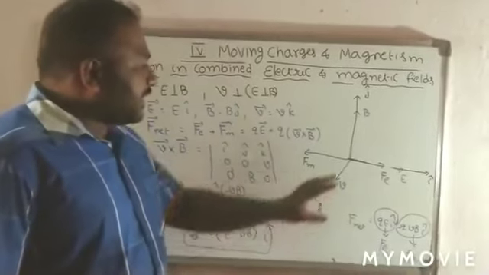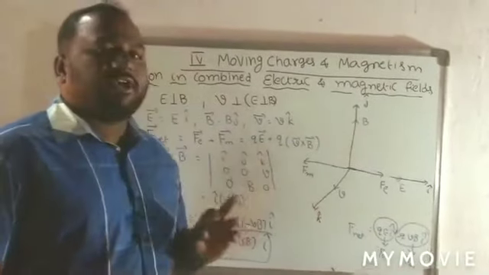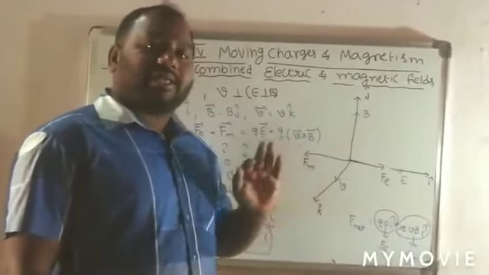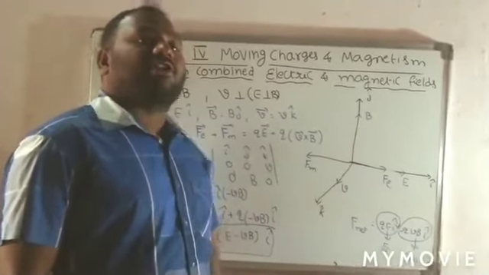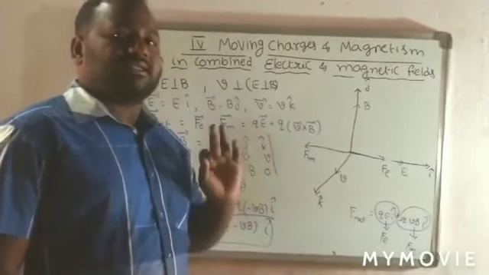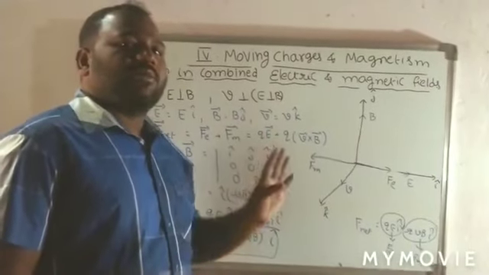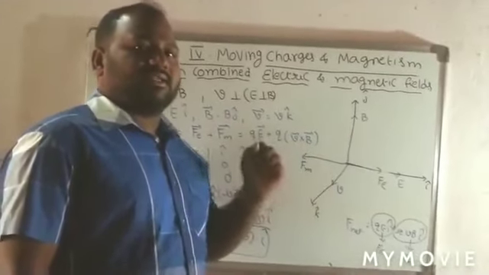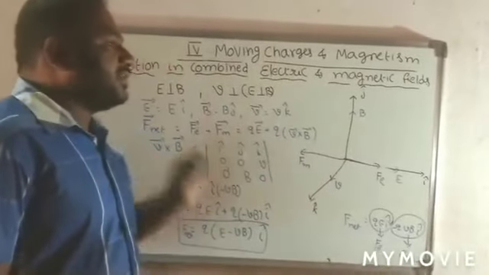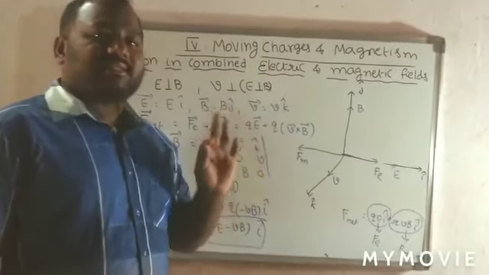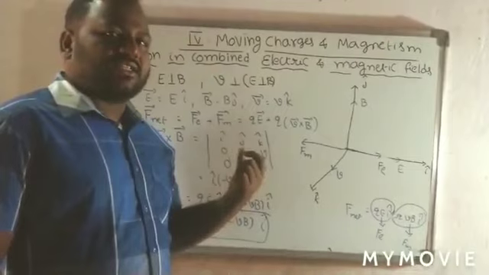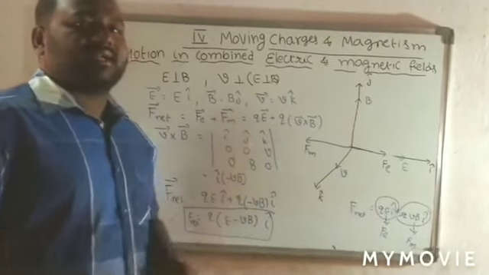Here we are taking electric field and magnetic field, both perpendicular to each other. Those fields can be called crossed fields. Crossed fields means electric field and magnetic field are perpendicular to each other. This concept can be used in the velocity selector. Okay, our next concept is velocity selector.